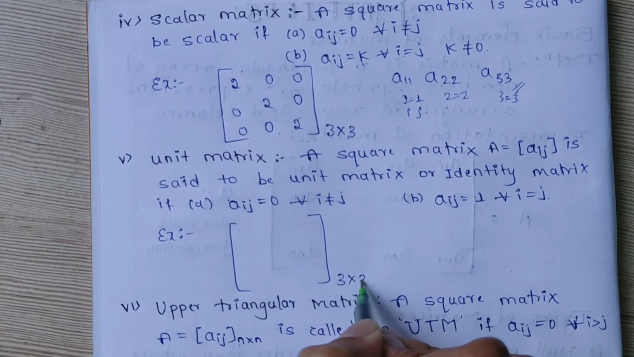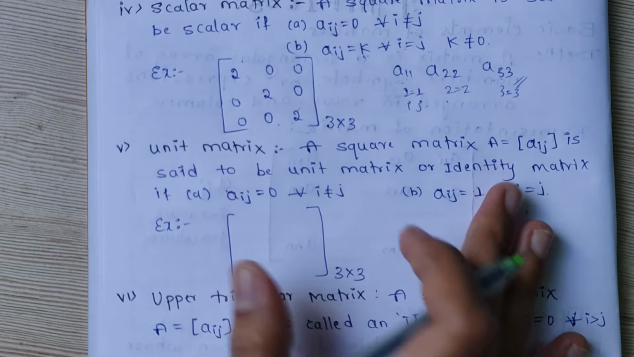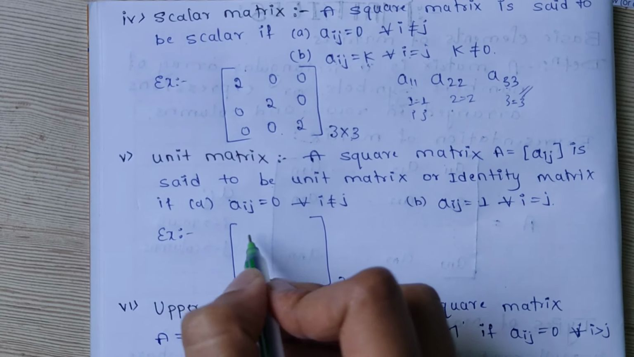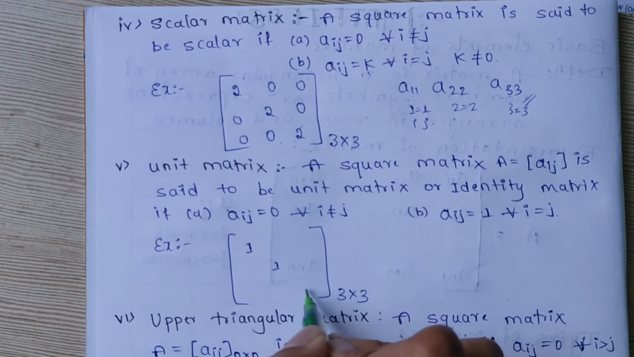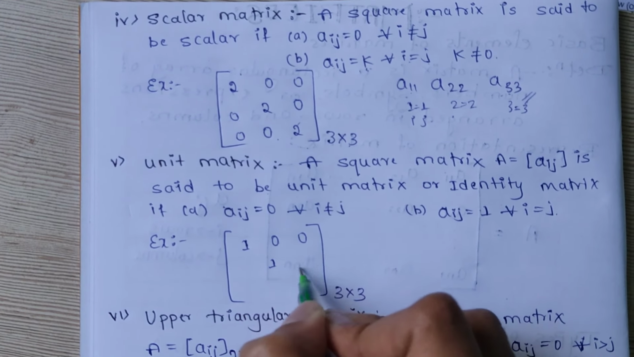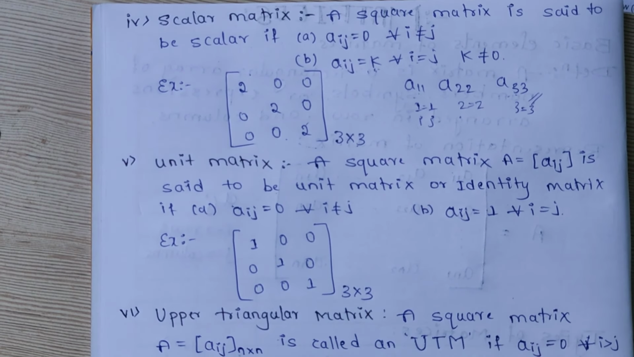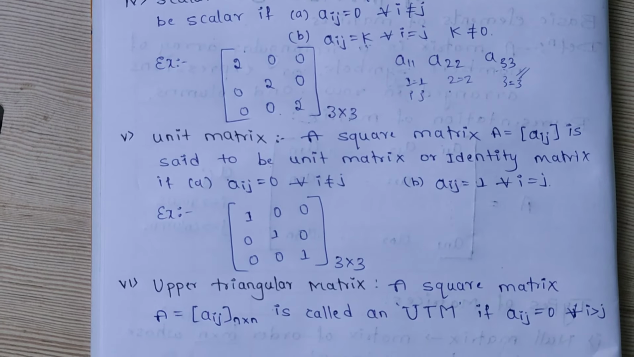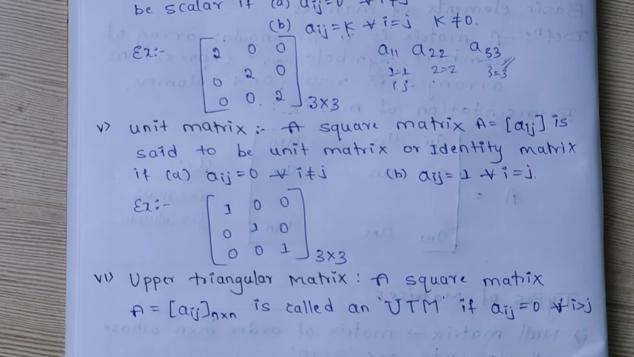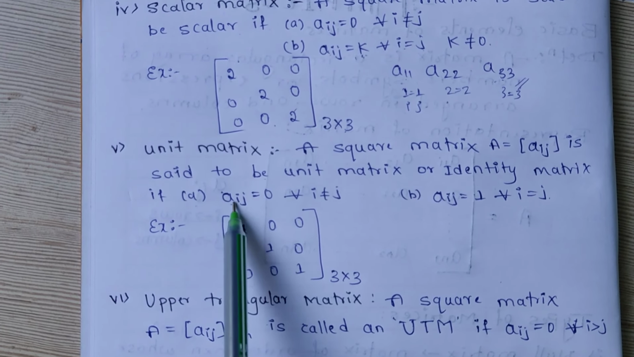So we'll take 3 cross 3. It should also be a square matrix. So a unit matrix is nothing but all the diagonal elements in the matrix should be 1, and rest of all of them should be 0. It is a unit matrix. So you can see your condition.